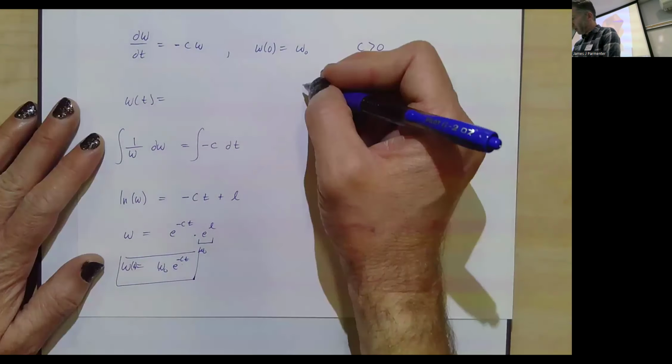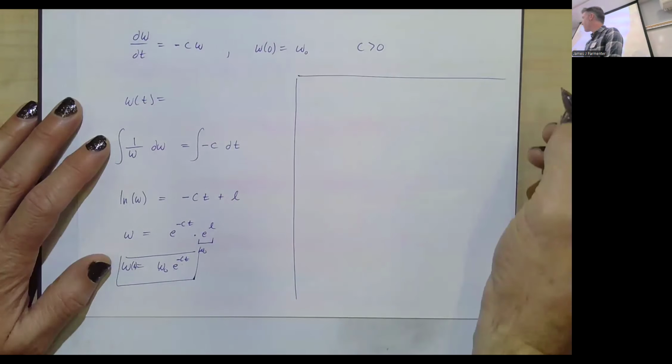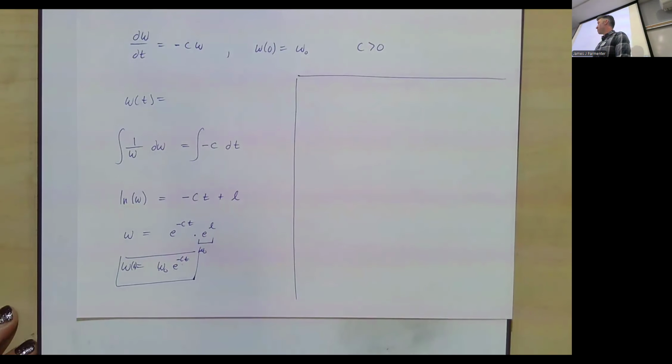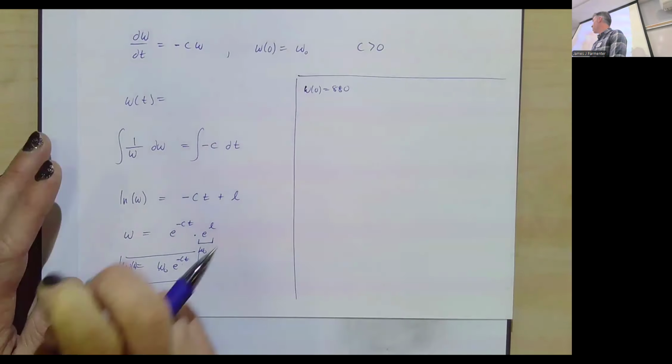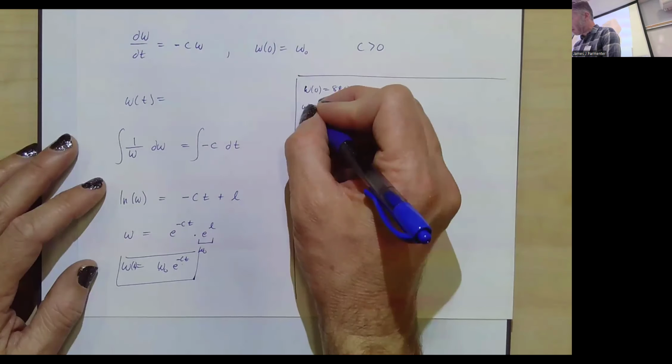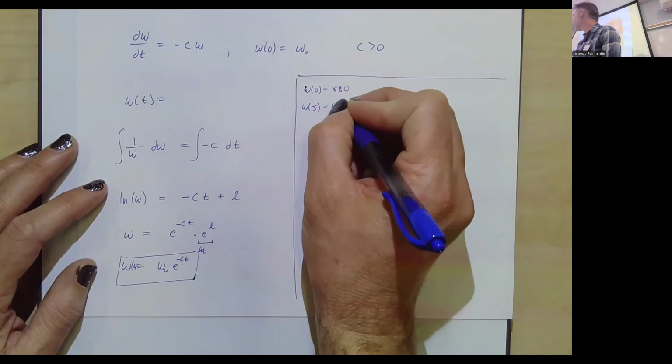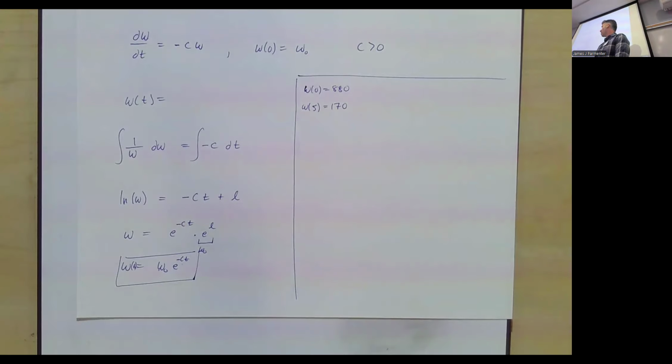So then, second part here, we're given that W of 0 is equal to 880 grams, and W of 5 is equal to 170 grams. They're not very nice numbers. Time is measured in minutes. So at 0 minutes, we have 880 grams. 5 minutes later, wow, it's really decaying fast. We have 170 grams. Find the decay constant C and determine the half-life.